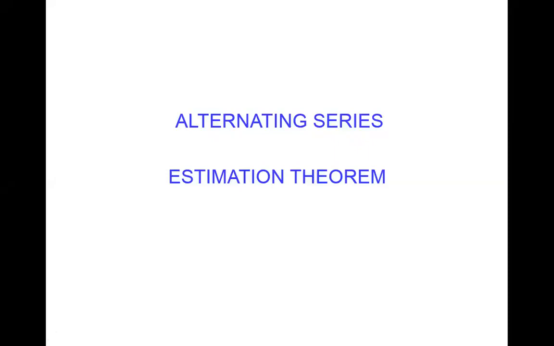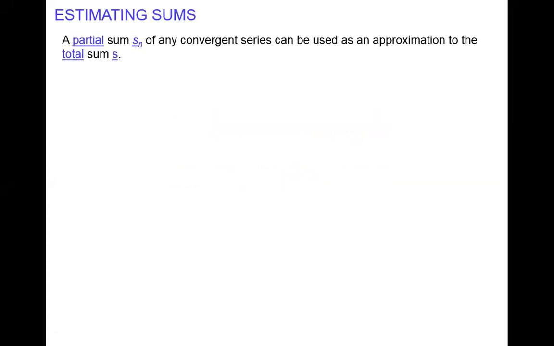In this video, I'm going to discuss the alternating series estimation theorem. Estimating a sum. What we can do, we can compute a partial sum of the convergent series, and in this case, it must be an alternating series. And we can use this partial sum to approximate the entire sum, the total sum S.